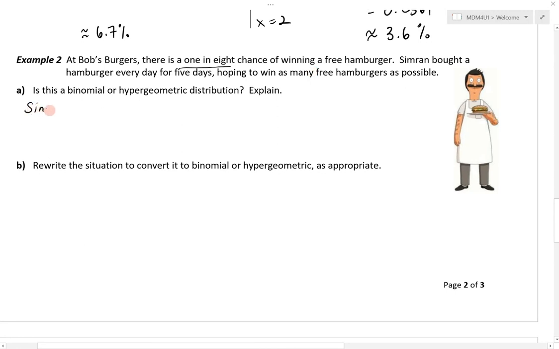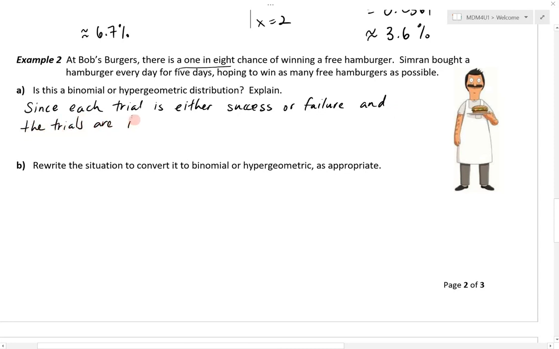So since each trial is either a success or a failure, so you can either win or you don't, and buying a hamburger doesn't affect the probability of buying your next hamburger, and the trials are independent, this is a binomial distribution.